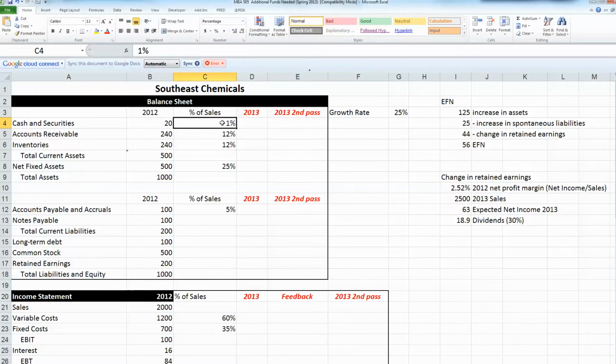So even though I have this number typed in, I'm going to show you how I calculated it. In 2012, cash was $20 and sales was $2,000. So if I take 20 divided by 2,000, that gives me that 1%. Inventories were $240 relative to $2,000 worth of sales. So if I take 240 divided by 2,000, that gives me that 12%. So all these cells that have a percentage figure in them, I took the current value of that account and divided it by sales for 2012.